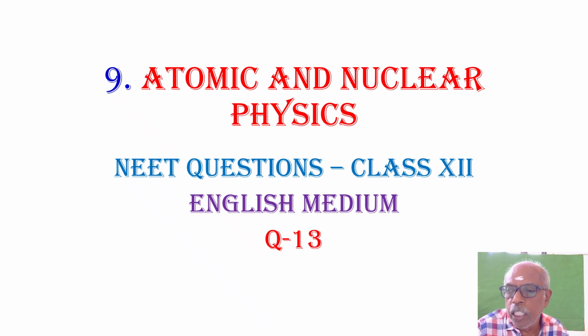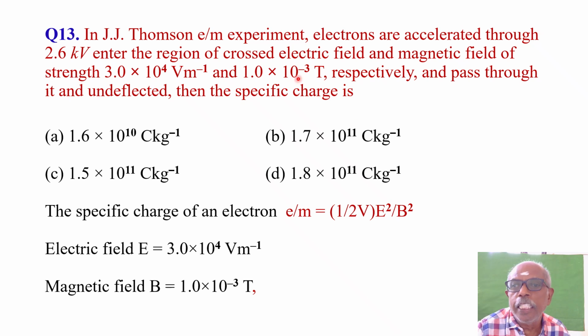In today's video, we are going to solve a multiple choice question from the chapter Atomic and Nuclear Physics. The question is, in J.J. Thomson e/m experiment, electrons are accelerated through 2.6 kV and enter the region of crossed electric field and magnetic field of strength 3.0 × 10^4 volt per meter and 1.0 × 10^-3 Tesla respectively.